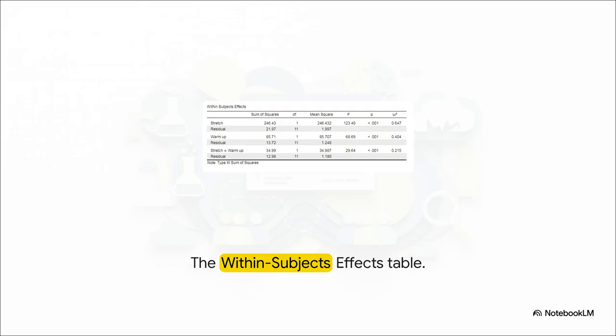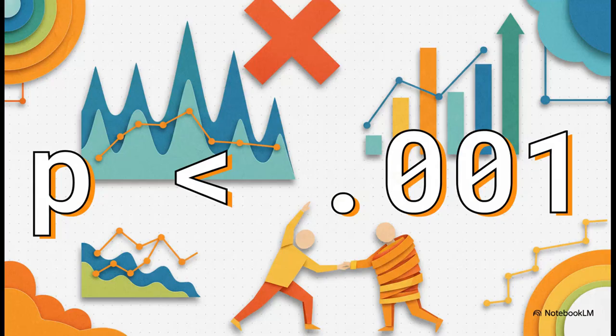This is exactly where we find our sum of squares, our F statistics, our p-values, and those crucial omega squared effect sizes. And boom! Look at this massive clue. The main effect for stretching, the main effect for warm-up, and most importantly, the interaction between the 2 all hit a significance level of p less than 0.001. So we can confidently throw those null hypotheses right out the window. Our factors are highly significant, and they definitely interact.